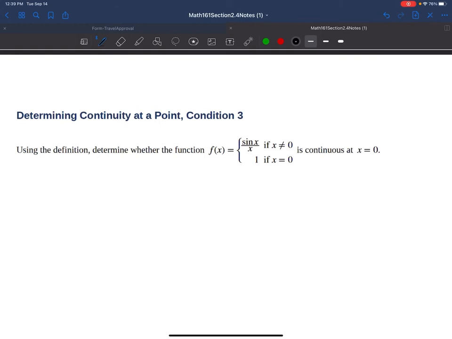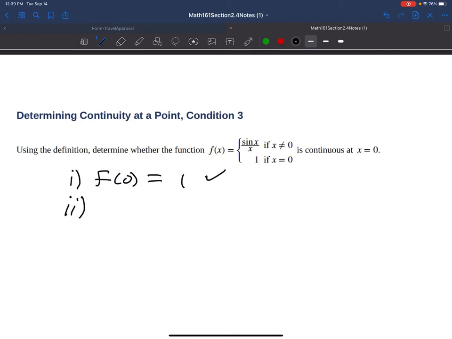So let's look at this. So let's look at criteria 1 first. Well, we're checking at x equals 0. So f of 0 does have a value, and it's 1. So yes, this function is defined at x equals 0. They tell us the definition right there. Okay, so criteria 1 is met.